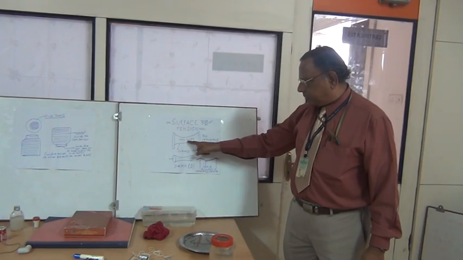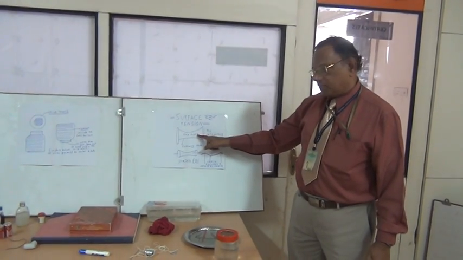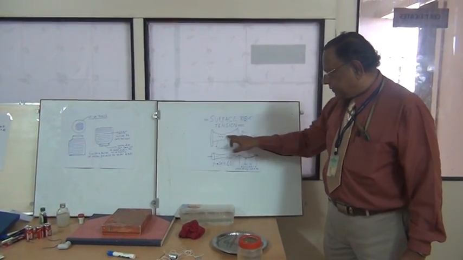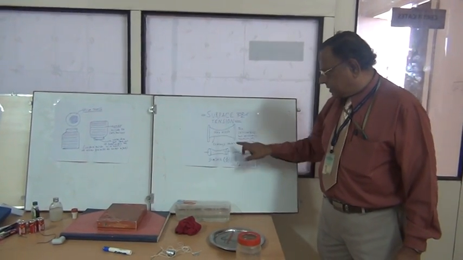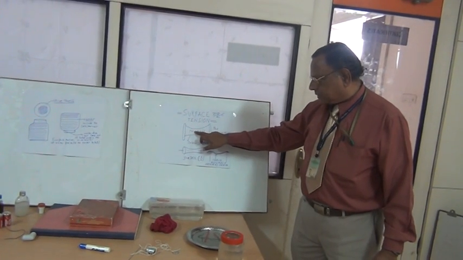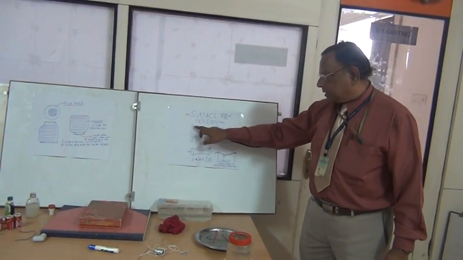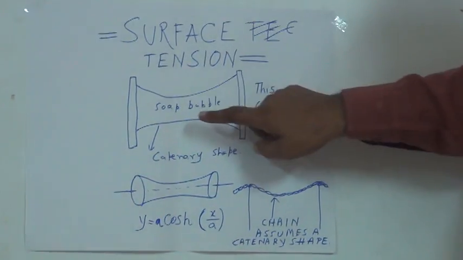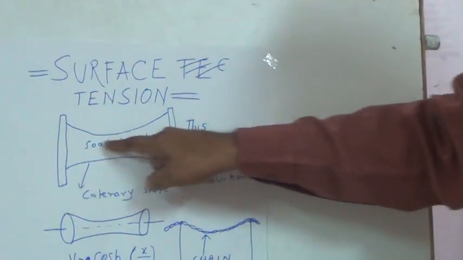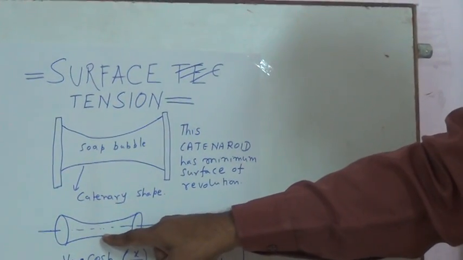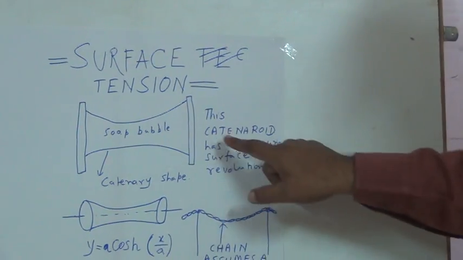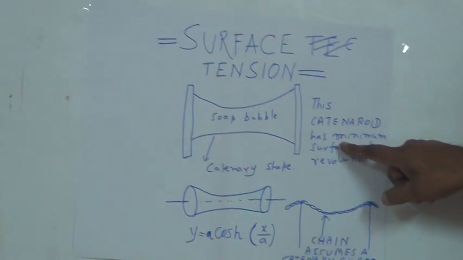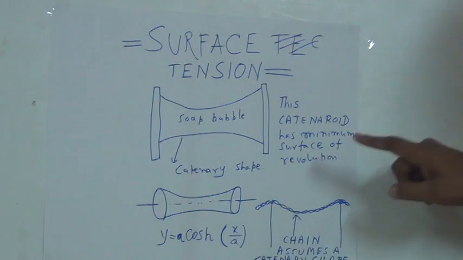I am creating a soap bubble, which is water with some chemical, so that it has a certain surface tension in between two threads. When I dip it in soap solution and stretch it out, it takes a shape like this, and this shape has got a minimum surface area. If I rotate it along this principal axis, then it will develop a shape which is known as catenoid. Because it is a catenary rotated, it is called a catenoid, which has a minimum surface of revolution.